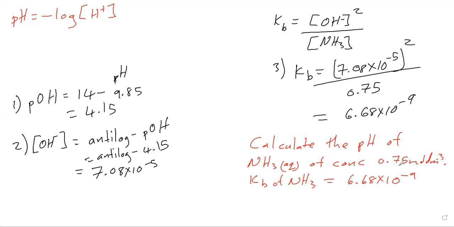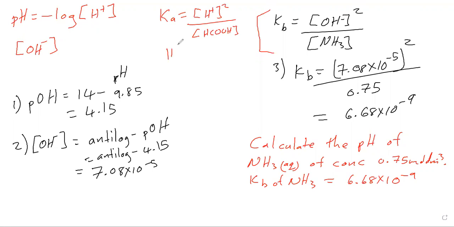Look at the formula for Kb. If you have Kb and the concentration of the base, what can you calculate? The hydroxide ion concentration. So if Kb is hydroxide ion squared over the concentration of ammonia, how would we get the hydroxide ion concentration?